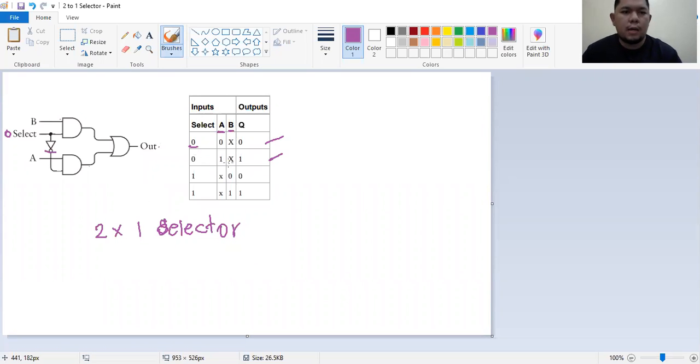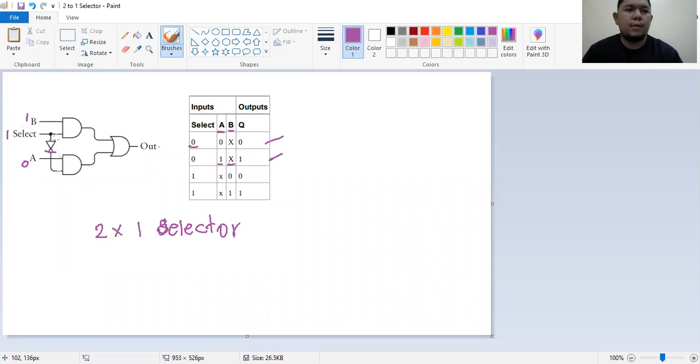Now, since this is not a random or arbitrary value, let's say that we have both 1 and 1 for B and A. What is going to happen is we're still going to output 1, correct? So this becomes 1, this becomes 0, this becomes 1, this becomes 1. 1 and 1 becomes 1, 1 and 0 becomes 0, 0 or 1 becomes 1. So we notice that A is still being outputted regardless of what we input in B.